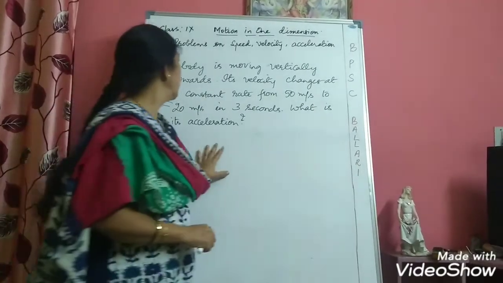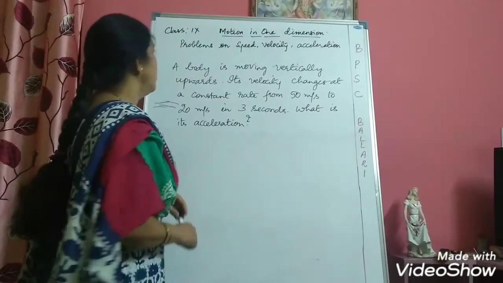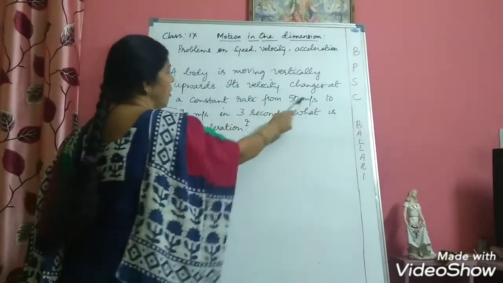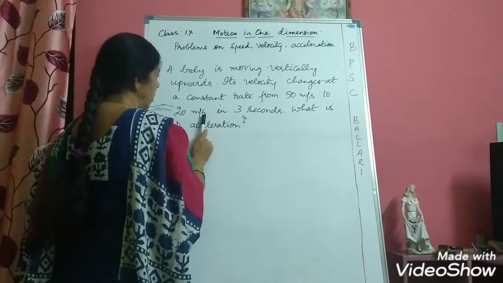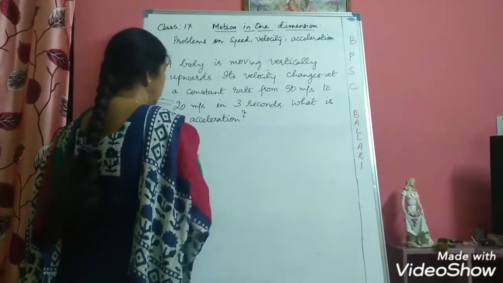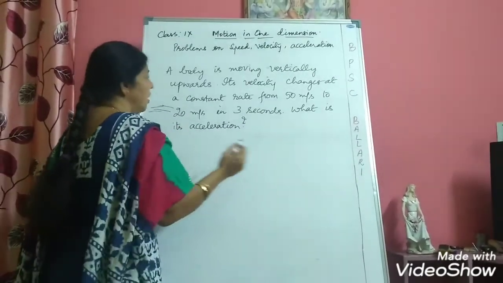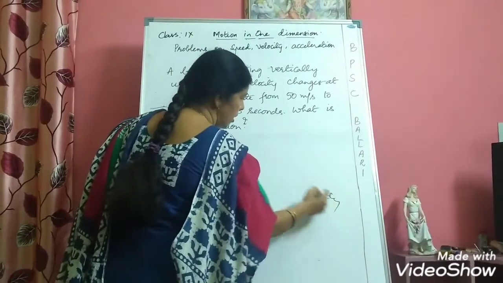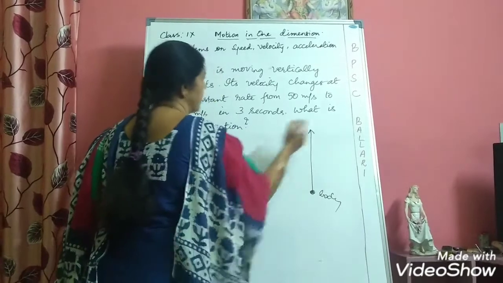Third problem we shall take. A body is moving vertically upwards. Its velocity changes at a constant rate from 50 meter per second to 20 meter per second in 3 seconds. What is its acceleration? Now we shall take the body. This is the body. It is moving vertically upwards.